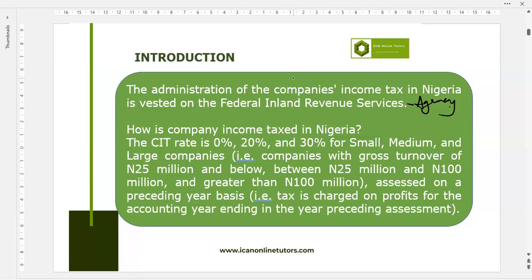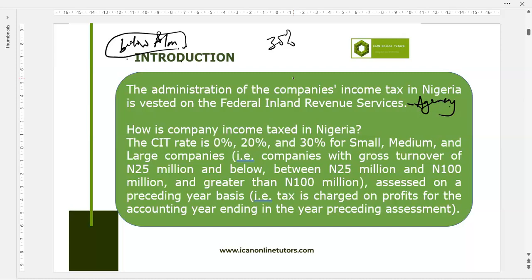That's fine. Then the next question is, how is company income tax charged in Nigeria? We are going by the provision of the Finance Act of 2019. Prior to the signing of the Finance Act of 2019, the tax rate in Nigeria had always been a flat rate of 30%, except for small companies, which are defined to be companies that earn revenue below 1 million naira. That's the first condition. And again, the company is within its first 4 years of assessment.